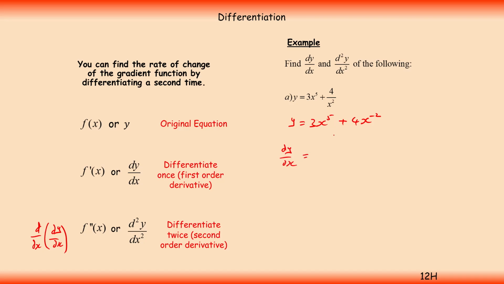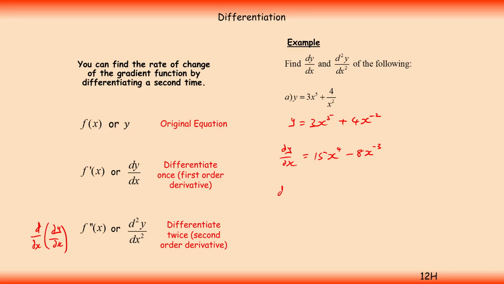That's given by 5 times 3, which is 15, x to the power of n minus 1, or 4. Now this is going to be negative because I'm going to multiply by the minus 2, so it'll be minus 2 times 4, minus 8, x to the power of minus 3. Be careful. You take one away, it becomes smaller.